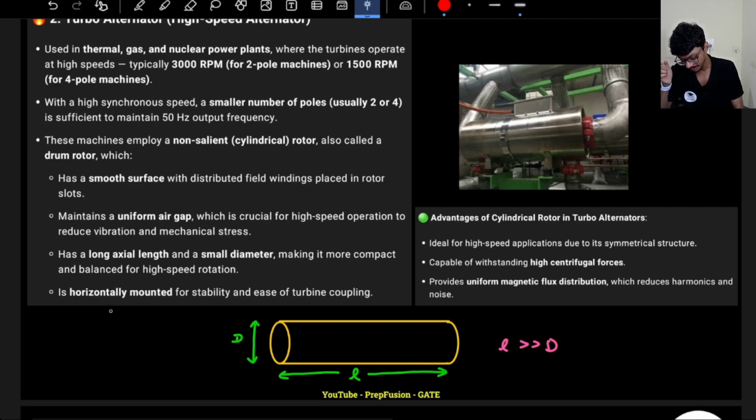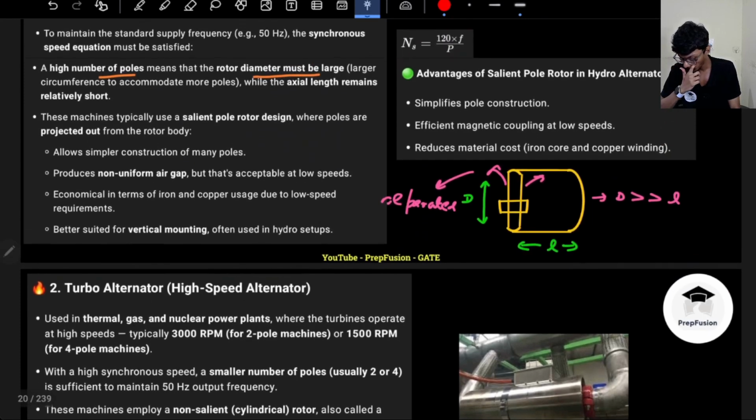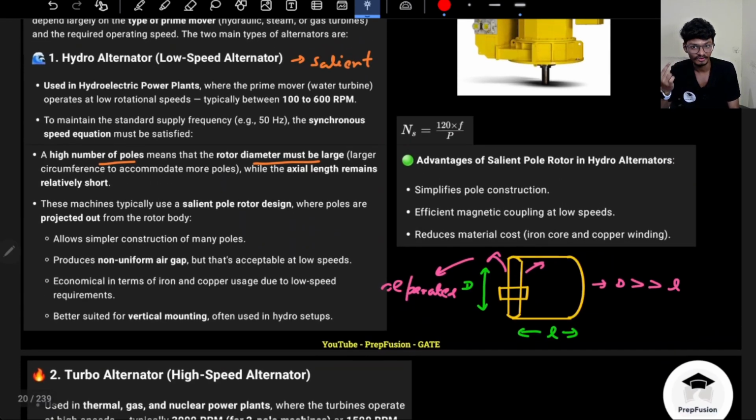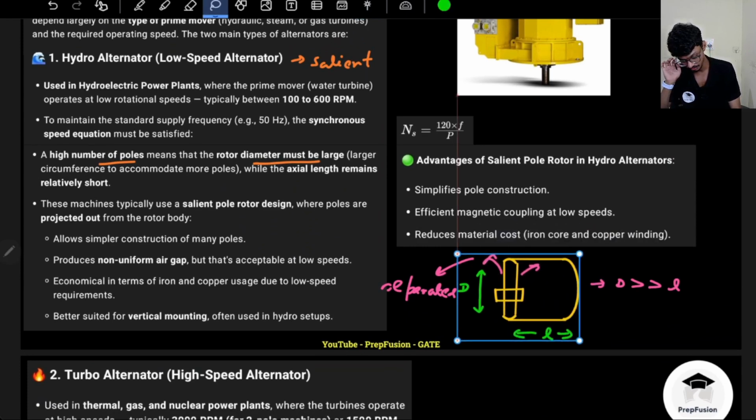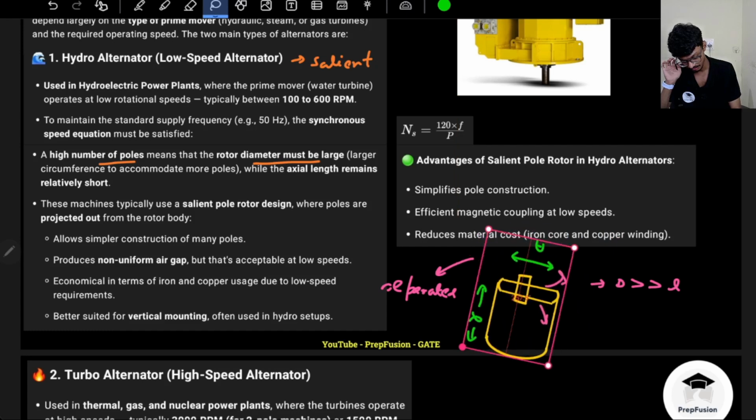And one more thing, it is horizontally mounted for stability. Horizontally meaning mounted like this. And your hydroelectric is vertically mounted, okay? Vertically mounted, basically it is mounted somewhat like this. It is not mounted like this, I'll just rotate this, it is mounted like this.